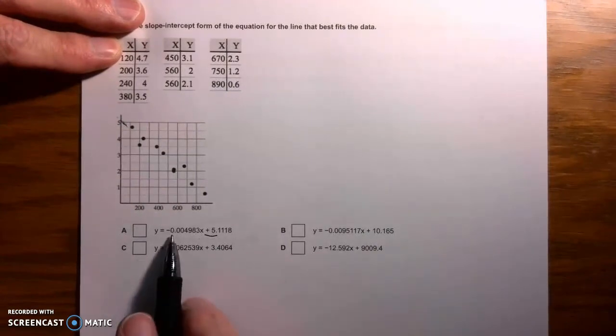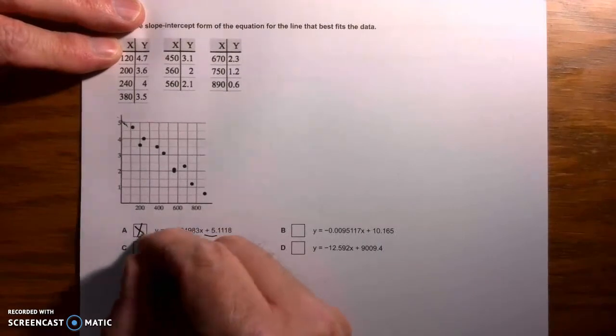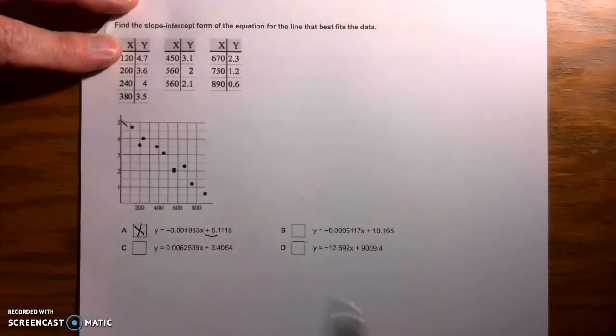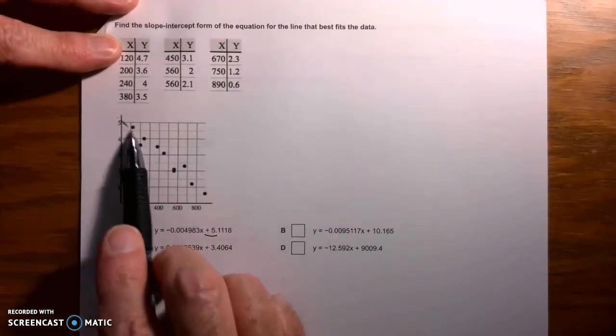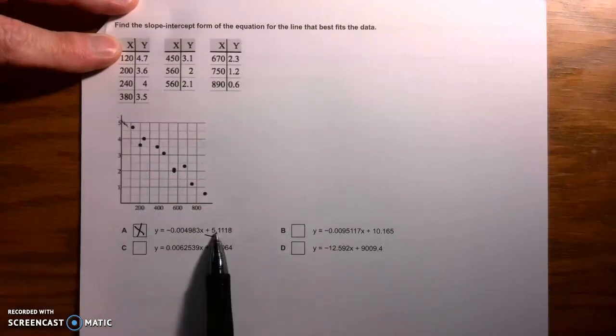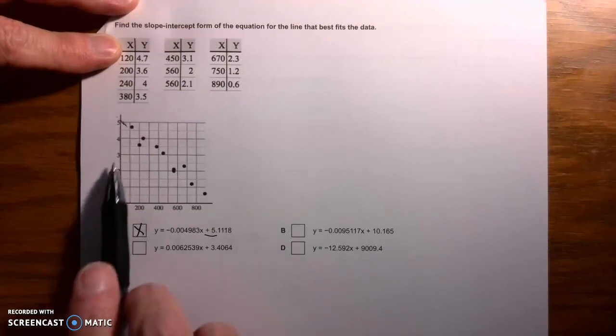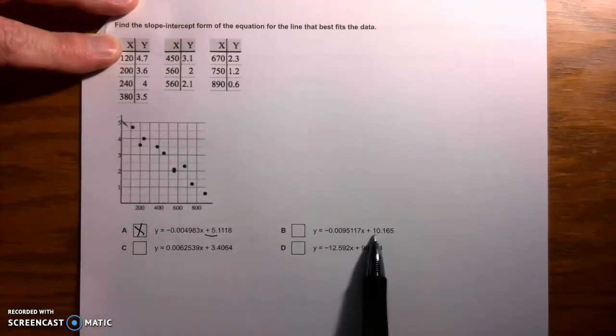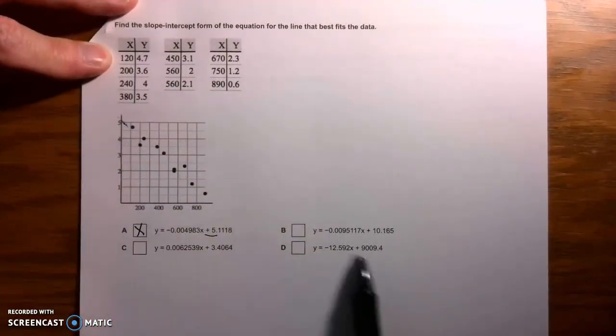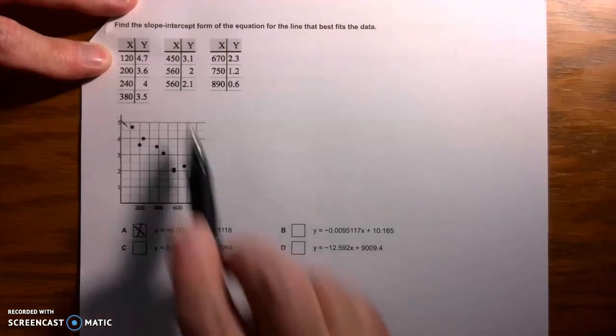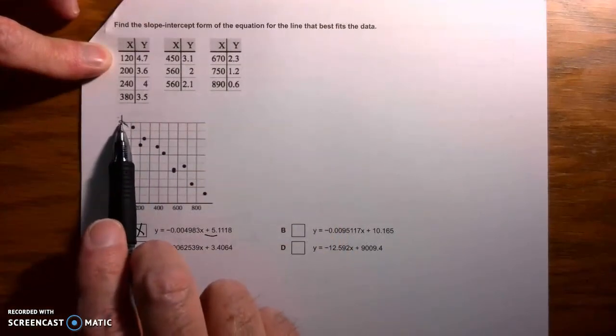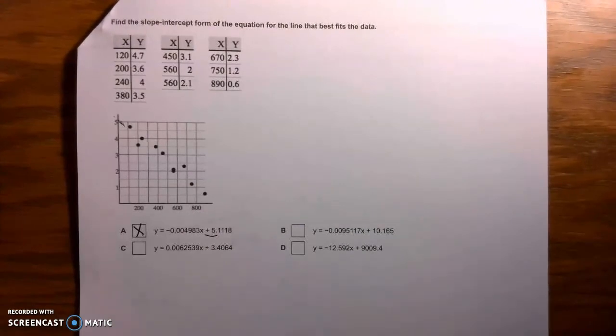It has a negative slope. Just use the y-intercept. It must be that. It's around 5.1. That's it. Can't be 3. 3 would be down here. Can't be 10. It'd be way, way up here. Or 9? No, way up here. It's right here, okay? Guys, that's it.